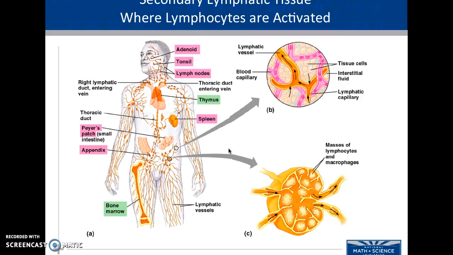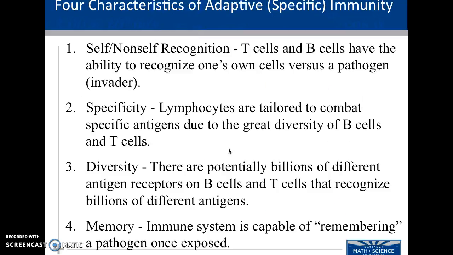Where are lymphocytes activated? When we see a pathogen showing up, essentially the cells that are in our lymph nodes are going to be activated first. We have lymph nodes in our tonsils, we have them in our face, we have them in our neck, we have them in our armpits, spleen, thymus. All of these are lymph tissues.